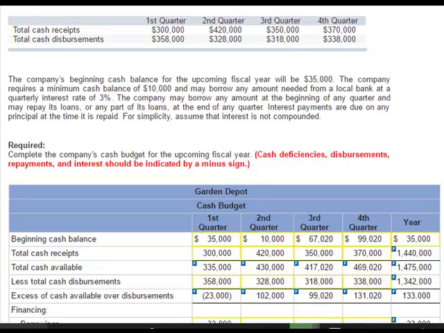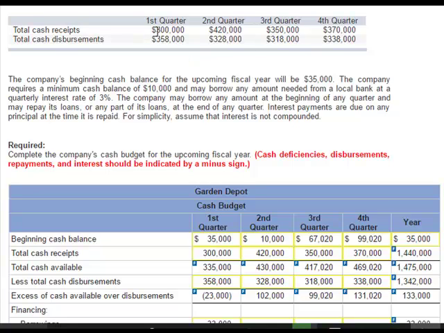So here we have problem 2 in the Chapter 7 homework. You're asked to prepare a cash budget for each quarter in the year and also to total the quarterly amounts up into the year column. So I'm showing my numbers, but of course your numbers will be different.